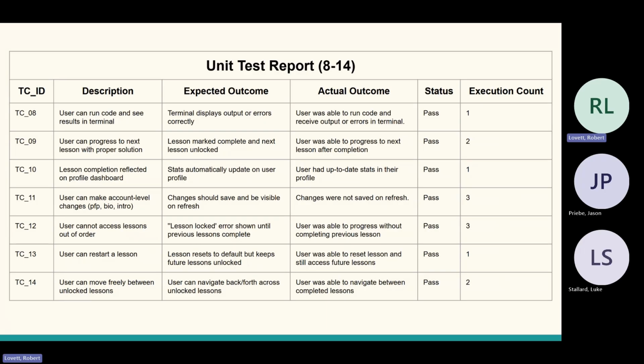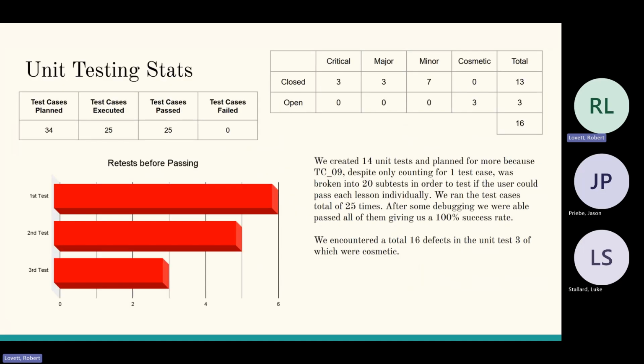Restarting a lesson only took one attempt, and freely moving between unlocked lessons took 2 attempts. So going a little bit more in depth in the stats, we had planned for 20 test cases. We executed and passed 25 after all our debugging.